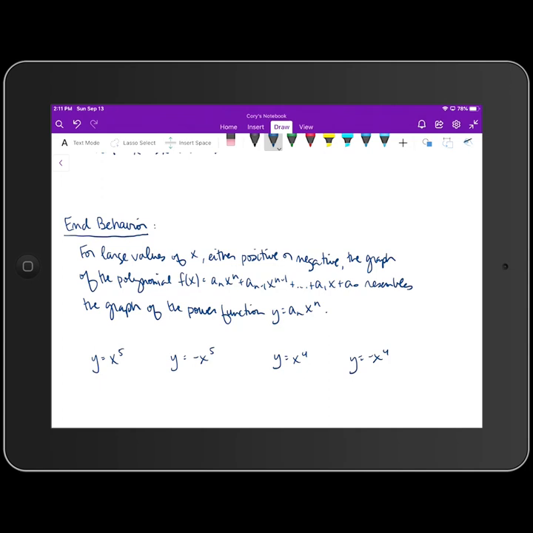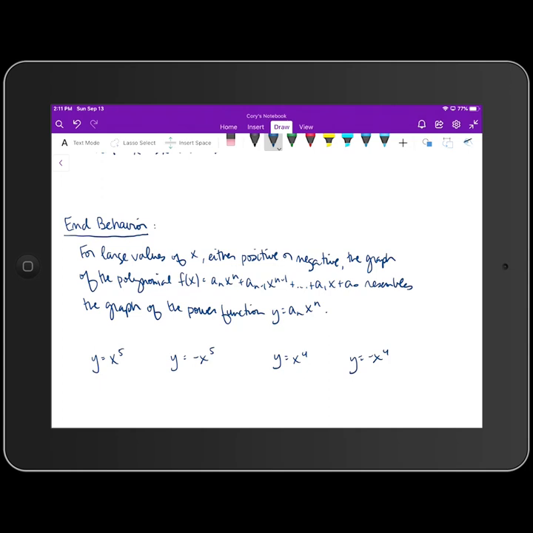f of x equal to a sub n times x to the n power plus a sub n minus 1 times x to the n minus 1 power, plus a sub 1 times x plus a sub 0, resembles the graph of the power function y equals a sub n times x to the n power. So if you have a polynomial function, the end behavior of that polynomial function is going to be determined by the highest degree term.